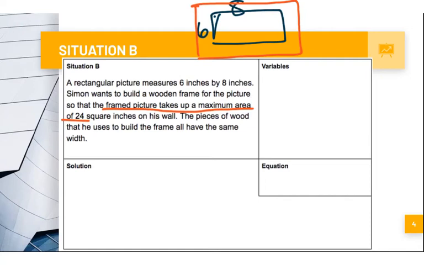So I'm going to keep it in red because this 24 square inches is the area of the bigger, outer rectangle that includes the black rectangle, right? So the 24 square inches is that whole thing. Okay, now this is super important. He wants to build a frame that has the same width all around. So let's call that width W.